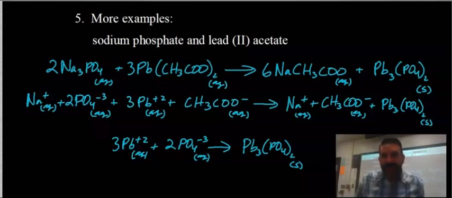Ionic equation, everything that is aqueous is shown dissociated. Our precipitate is shown associated. Spectator ions, we got sodium ions and acetate ions. And so we're left there with our net ionic equation.